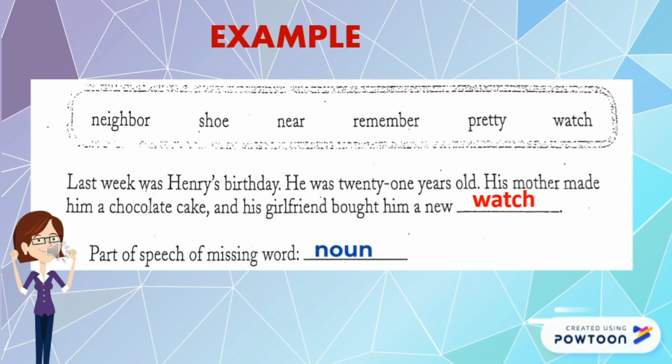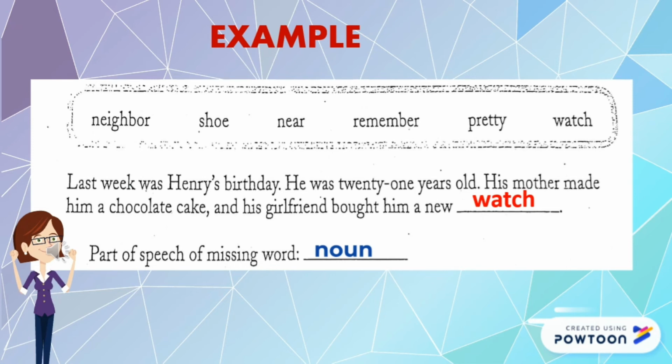For example, complete a sentence with a word from the box: neighbor, shoe, near, remember, pretty, watch. And the sentence is: Last week was Henry's birthday. He was 21 years old. His mother made him a chocolate cake, and his girlfriend bought him a new watch. The part of speech of the missing word is noun.